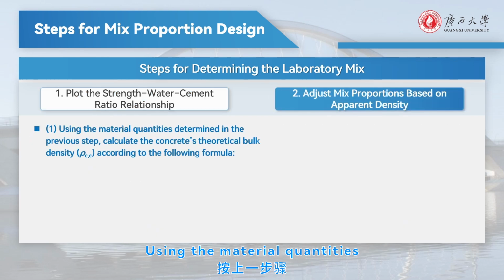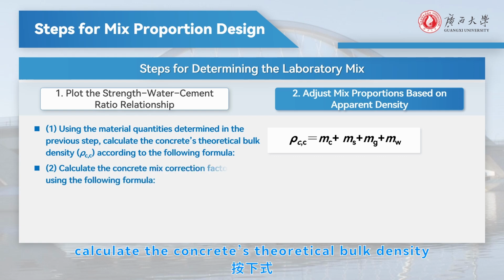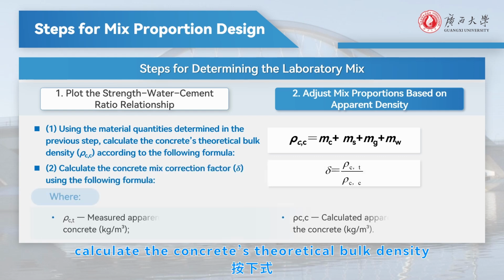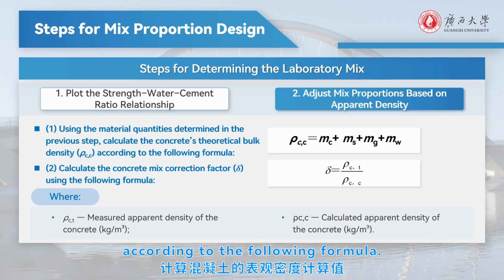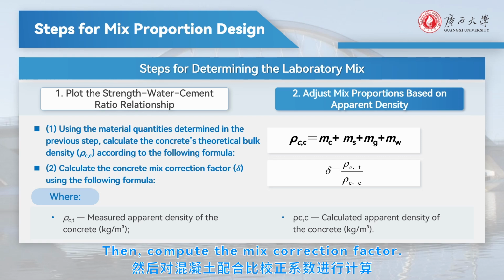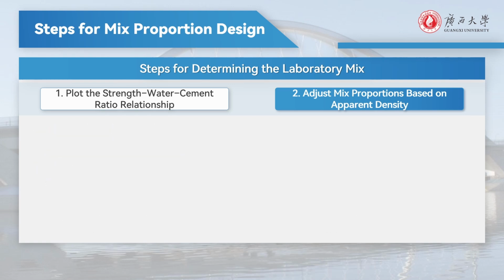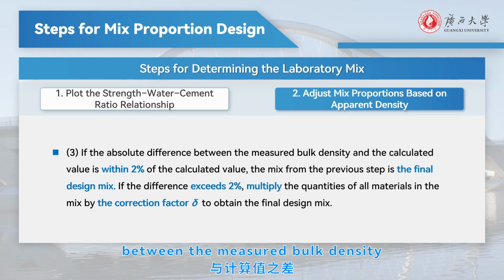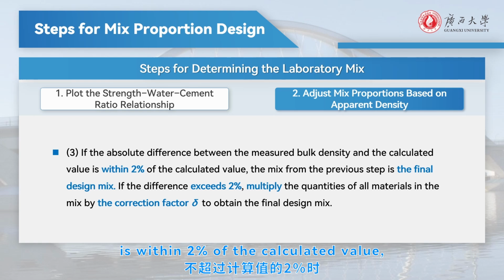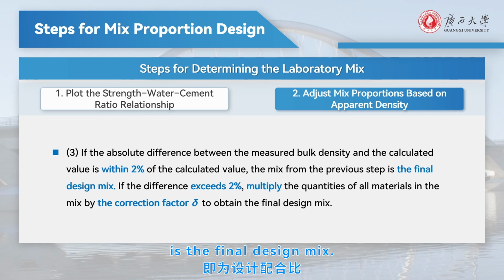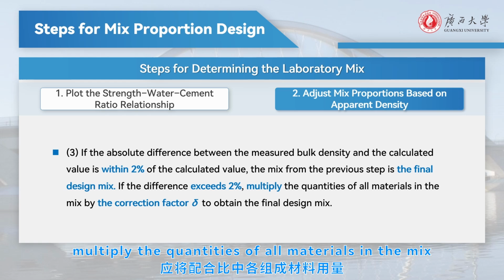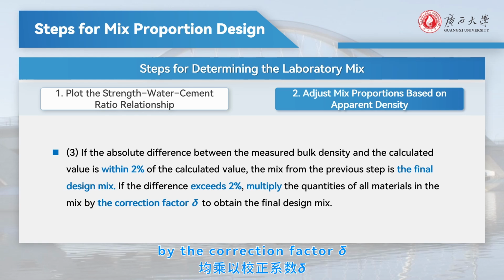Using the material quantities determined in the previous step, calculate the concrete's theoretical bulk density according to the following formula. Then, compute the mix correction factor. If the absolute difference between the measured bulk density and the calculated value is within 2% of the calculated value, the mix from the previous step is the final design mix. If the difference exceeds 2%, multiply the quantities of all materials in the mix by the correction factor delta to obtain the final design mix.